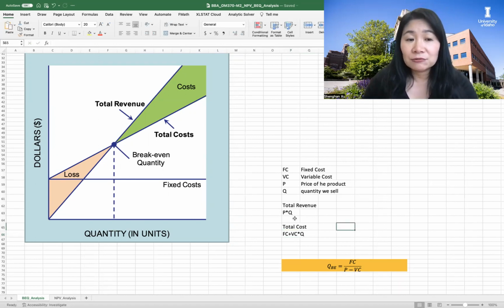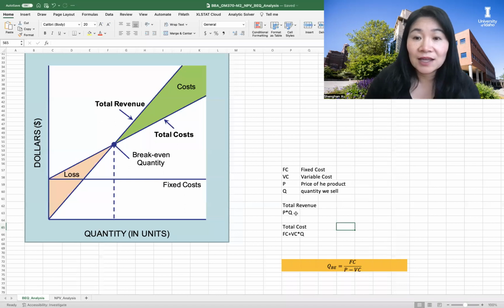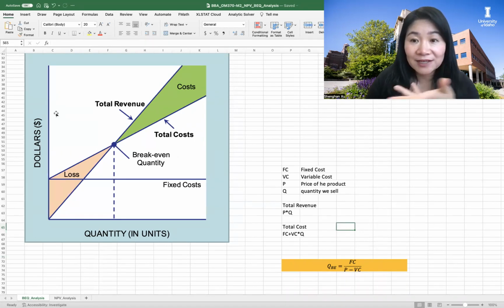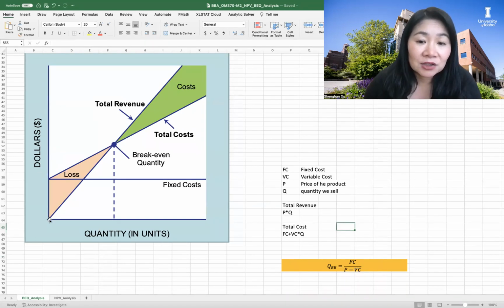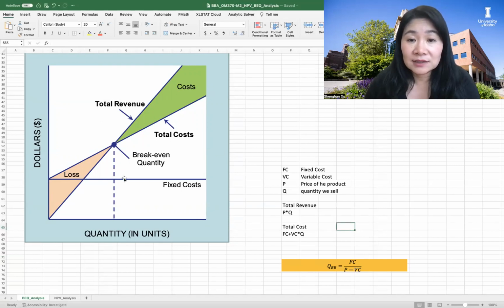So now we can graph these 2 lines, right? The total revenue line is P, which is the dollar amount of the price, and then Q is the quantity. So this line essentially is the revenue. And then if we want to graph the total cost, the total cost starts with the fixed cost line. So this line stands for the fixed cost. And then the variable cost is associated with the quantity, okay?